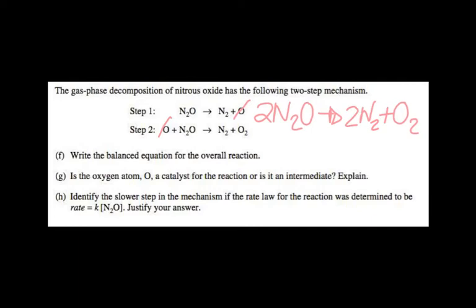Part G asks us, is the oxygen atom O a catalyst for the reaction, or is it an intermediate? If you notice, we actually canceled O here and here, because in step 1, O is seen as a product, and in step 2, O is seen as a reactant. What this means is that O is consumed. It was used to make the nitrogen gas and the oxygen gas.